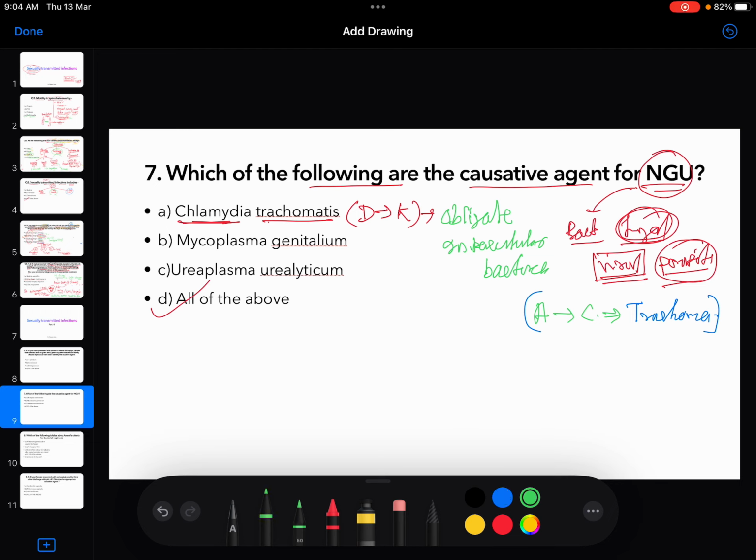Then let's classify genital mycoplasma infection. They are classified into two types: the mycoplasma infection, and another is the ureaplasma.